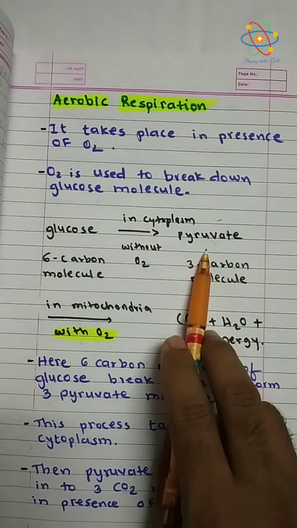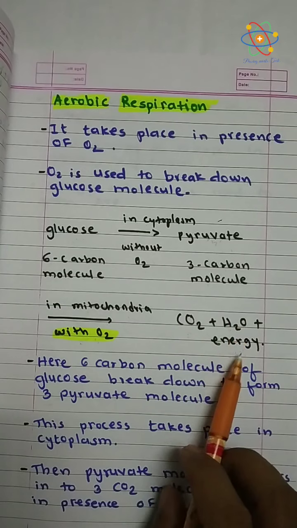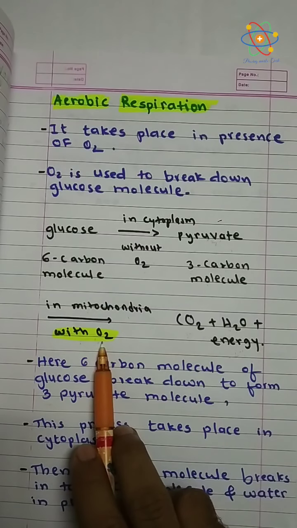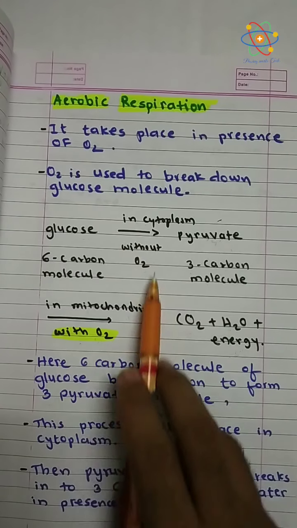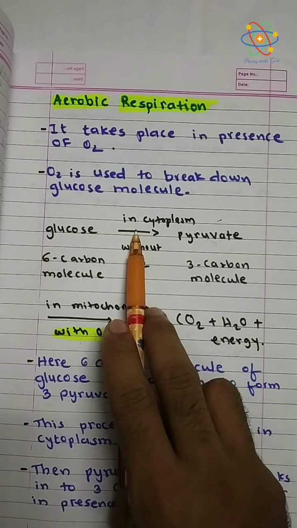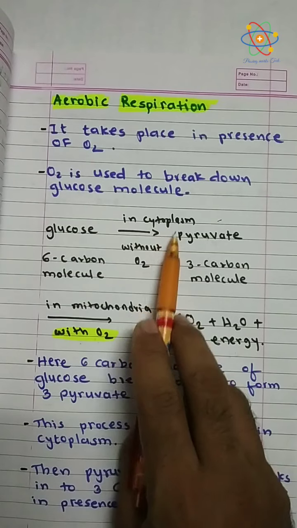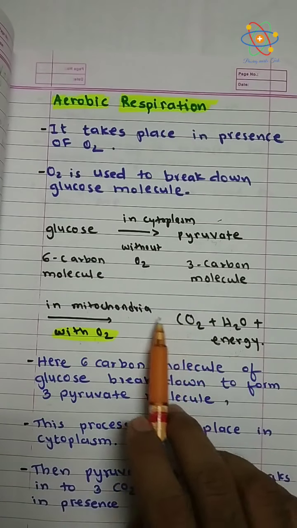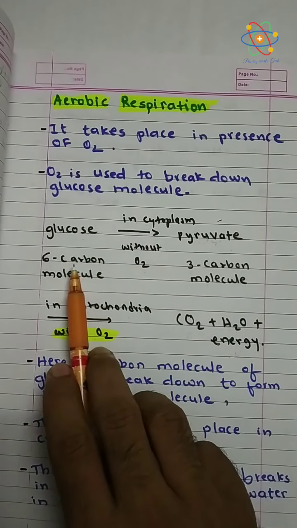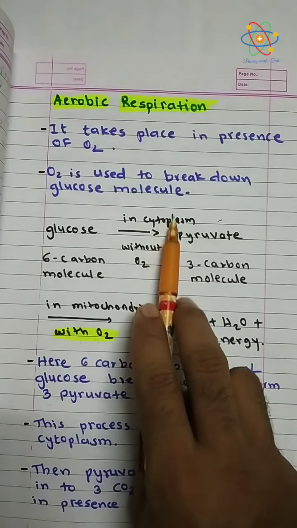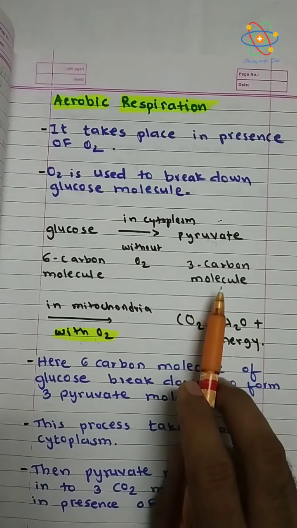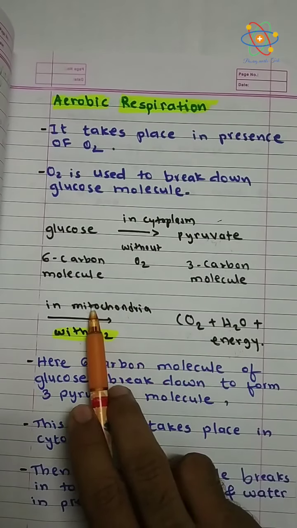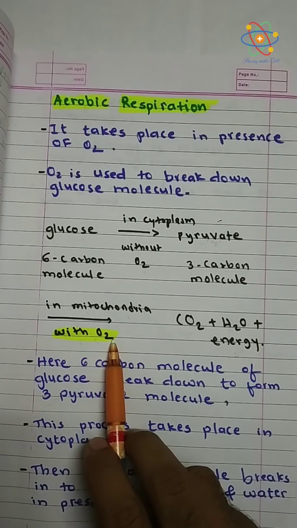So when pyruvate is converted into carbon dioxide, water and energy, this reaction takes place in mitochondria part of the cell and in presence of oxygen. And in first phase, this reaction takes place in cytoplasm without oxygen. So aerobic respiration takes place in two phases. First, where glucose is converted into pyruvate in cytoplasm part without oxygen, and second phase when pyruvate is converted into carbon dioxide, water and energy in mitochondria part with oxygen.